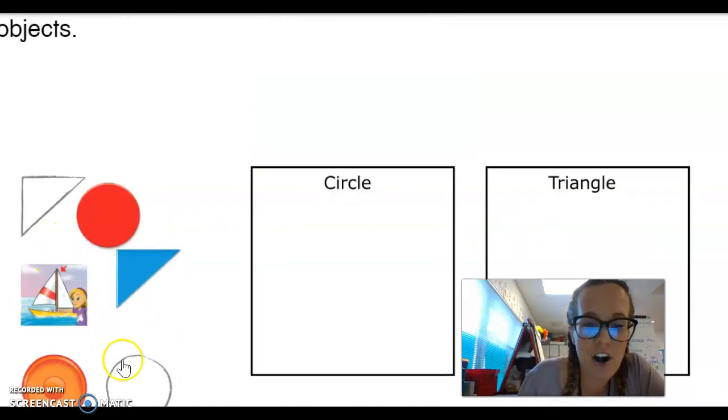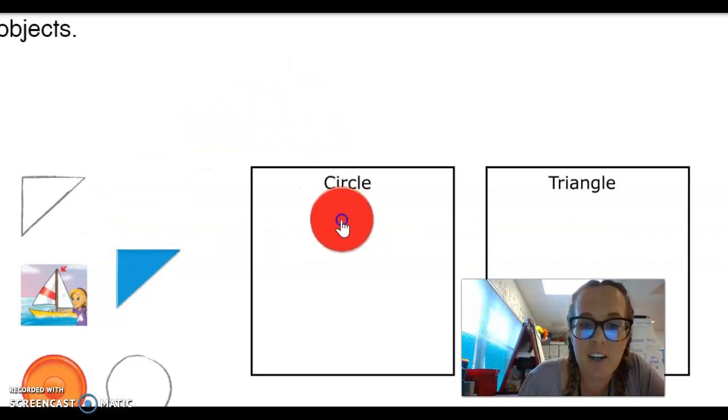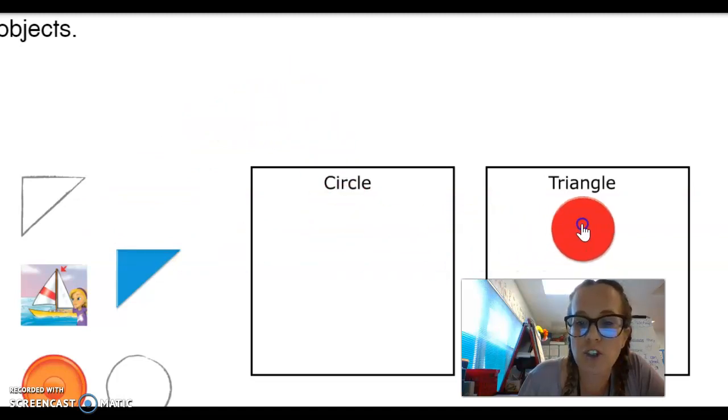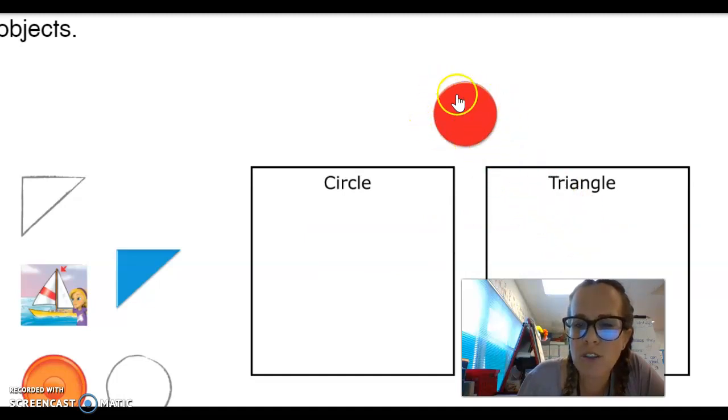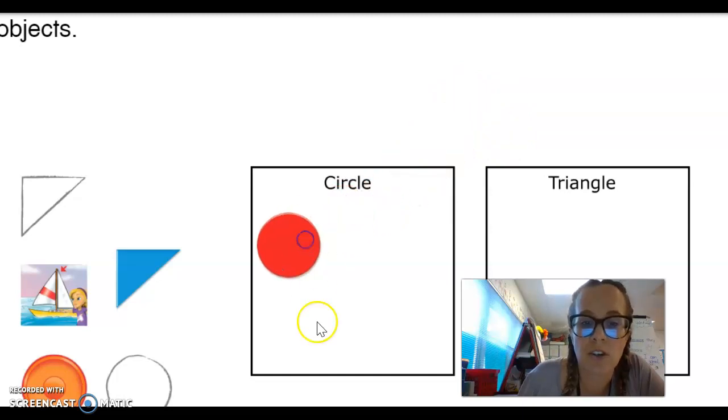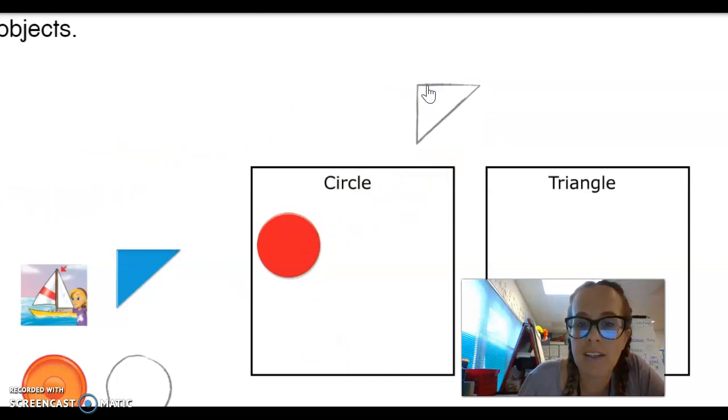So here are our objects, and I have to put them in the right box. So I see this one. Let's look at it. Is this going to go with a circle or a triangle? I see there are no sides and it's round, so that must be a circle. Okay, let's look at this one. Oh, I see some straight lines. Let's count how many sides. 1, 2, 3. That means it must be a triangle.